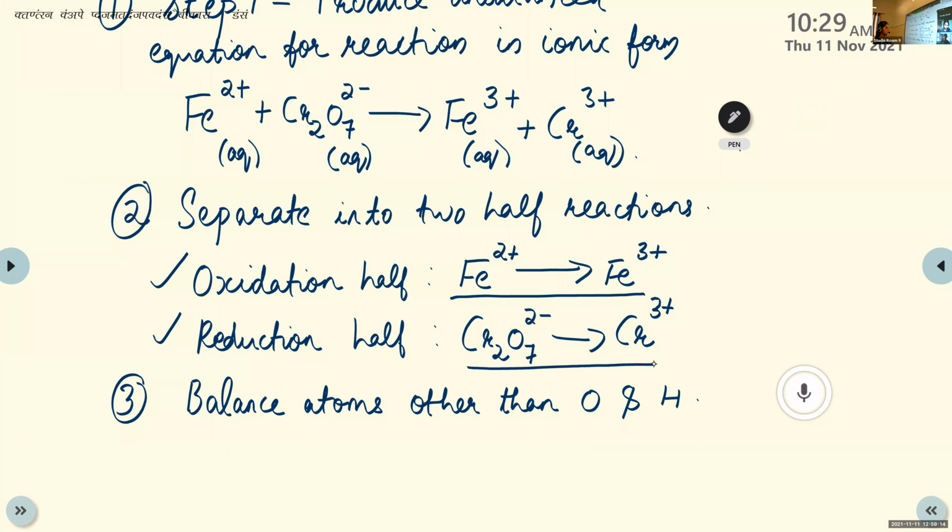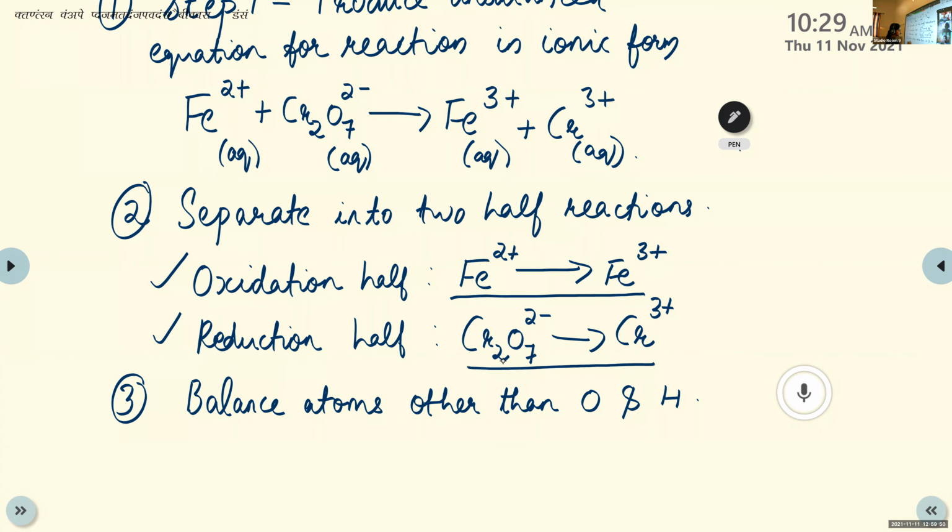Now look at the second equation. Cr2O7 2- is converted to Cr3+. How many chromium atoms are there on the left hand side? Is it 1? Actually 2, because here it is Cr2. Then what about the right hand side? 1. The left hand side is 2 and the right hand side is 1. So we need to balance the second equation.